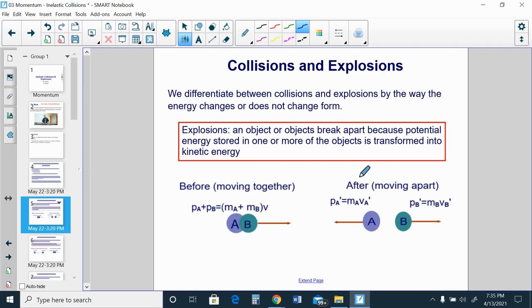After the explosion, they are no longer stuck together, but are now moving apart. They have their individual momenta. The prime symbol means after. So we have the momentum of object A equals m v of A, and the momentum of B equals m v of B.